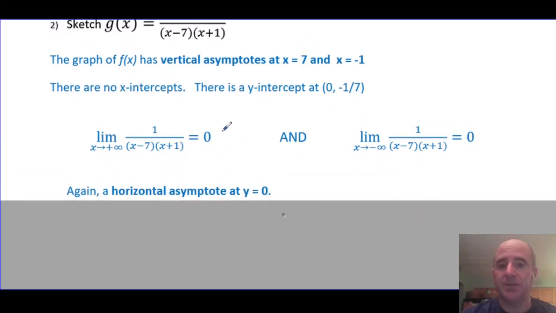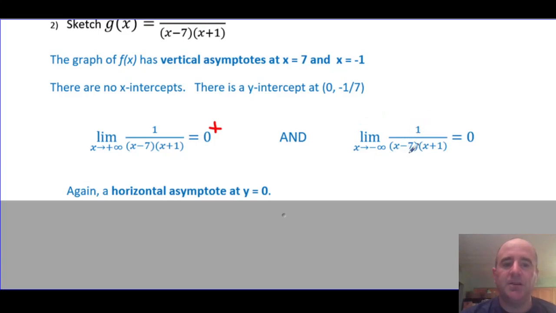Now, it's helpful sometimes to know whether it's going to approach 0 from above or from below. So let's look at this first. Okay, so think of a really large positive number. You've got a positive numerator. As x gets really, really big, there's no doubt that x minus 7 and x plus 1 are positive. And so this is going to approach 0 from above because it's always a positive number divided by a positive number. Now, when x approaches negative infinity, big negative numbers, the numerator is still positive because it's 1.